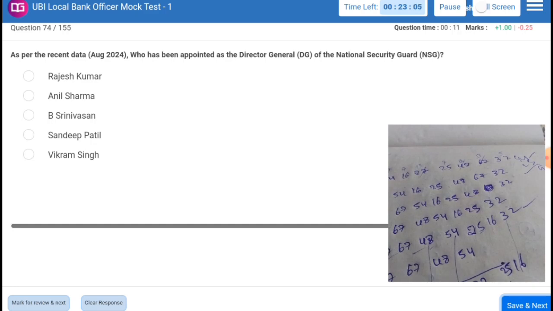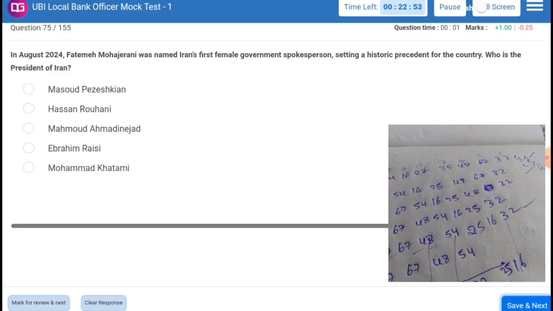As per the data August 2021, who has been appointed as a Director General of National Security Guard? I think B. Srinivasan. In August 2024, Fatma Mohan Jerani.